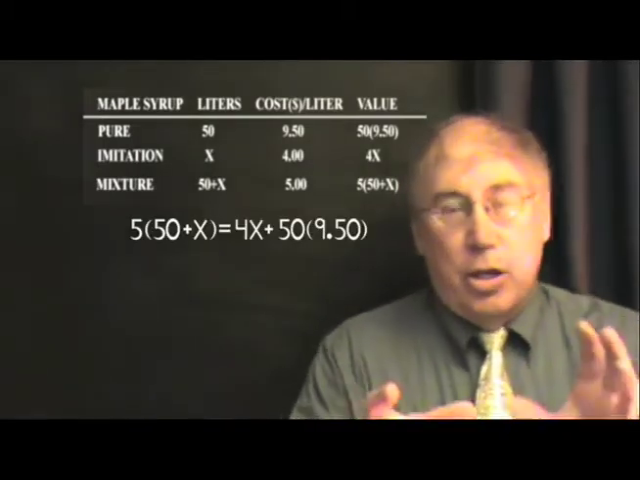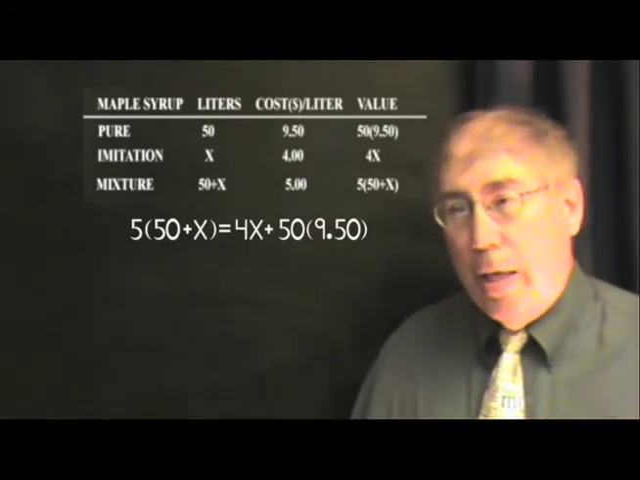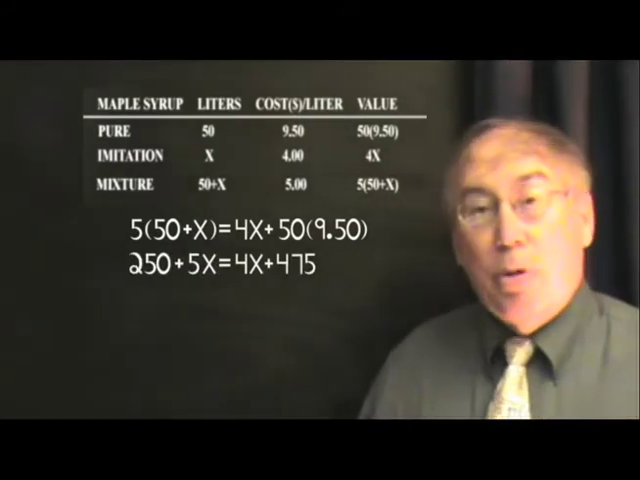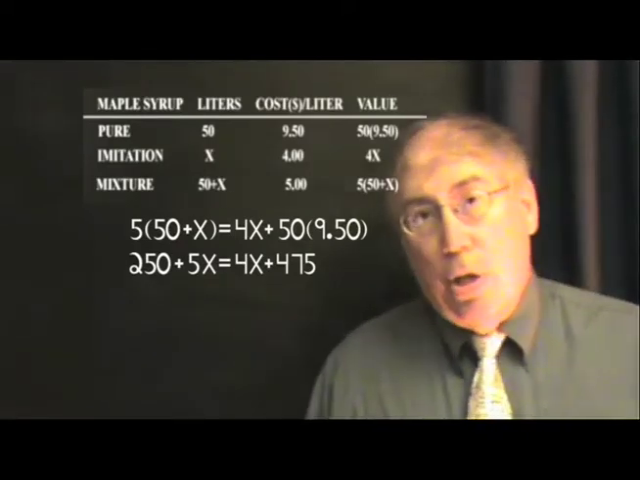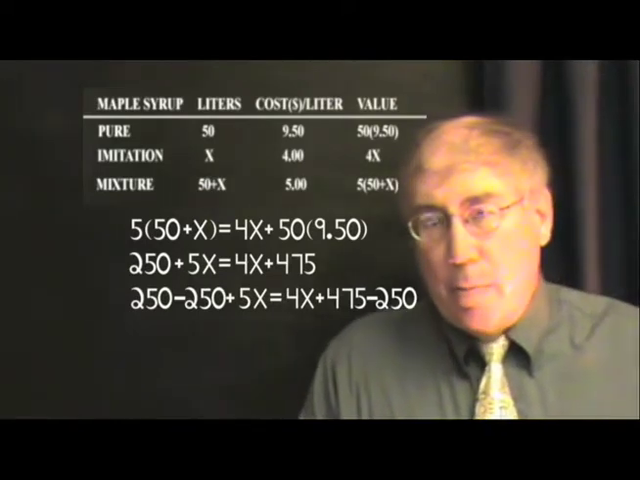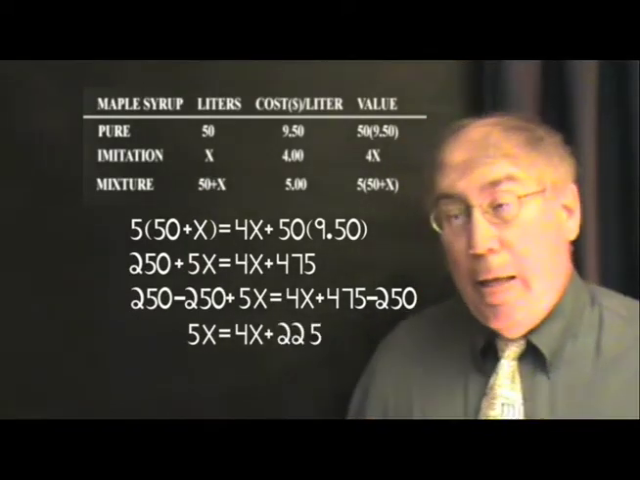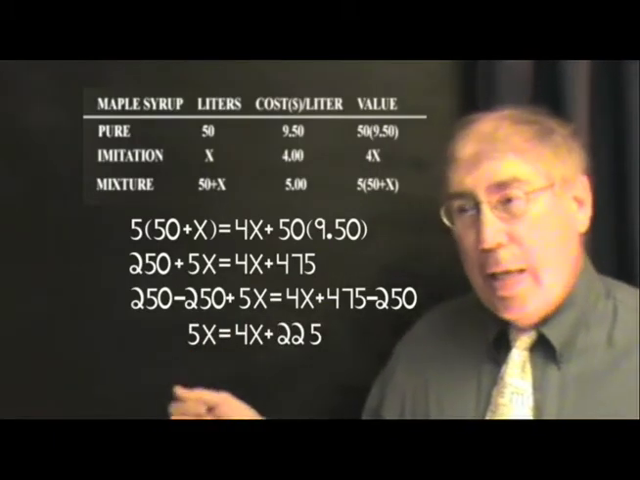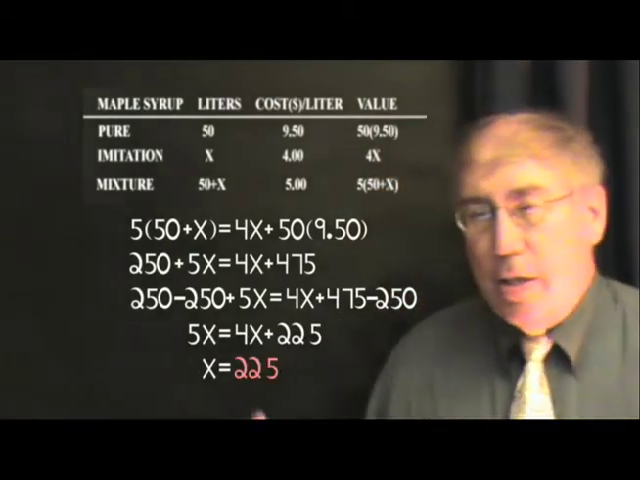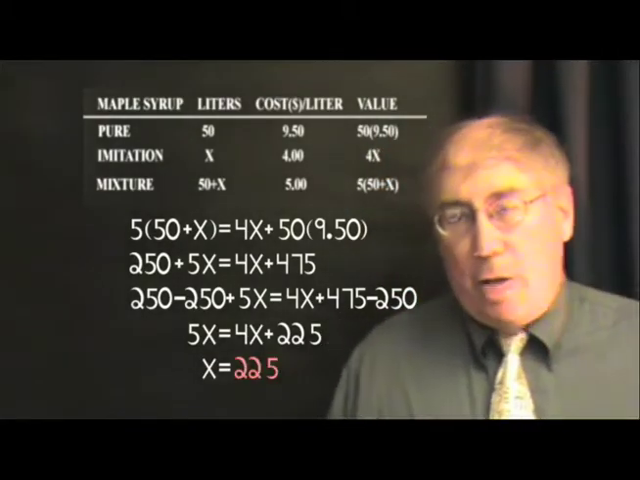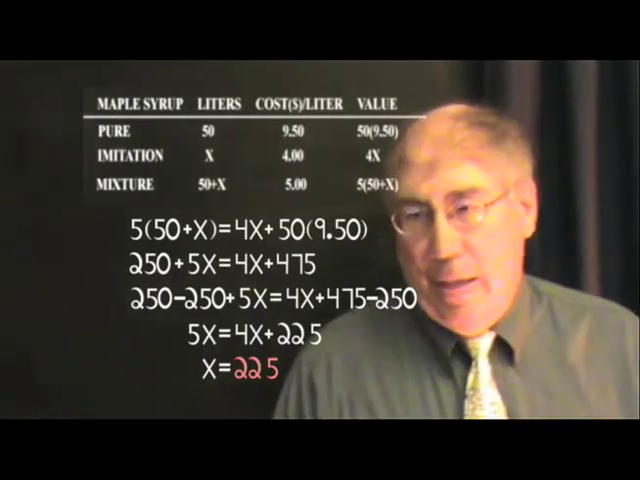So to find out what X is, we can take the total value of the mixture, which would be $5 times 50 plus X, equals the total imitation, which is 4X, plus 50 times 9.50, which represents the pure mixture. So we set all that equal and work it out, and we get X equals 225 liters.